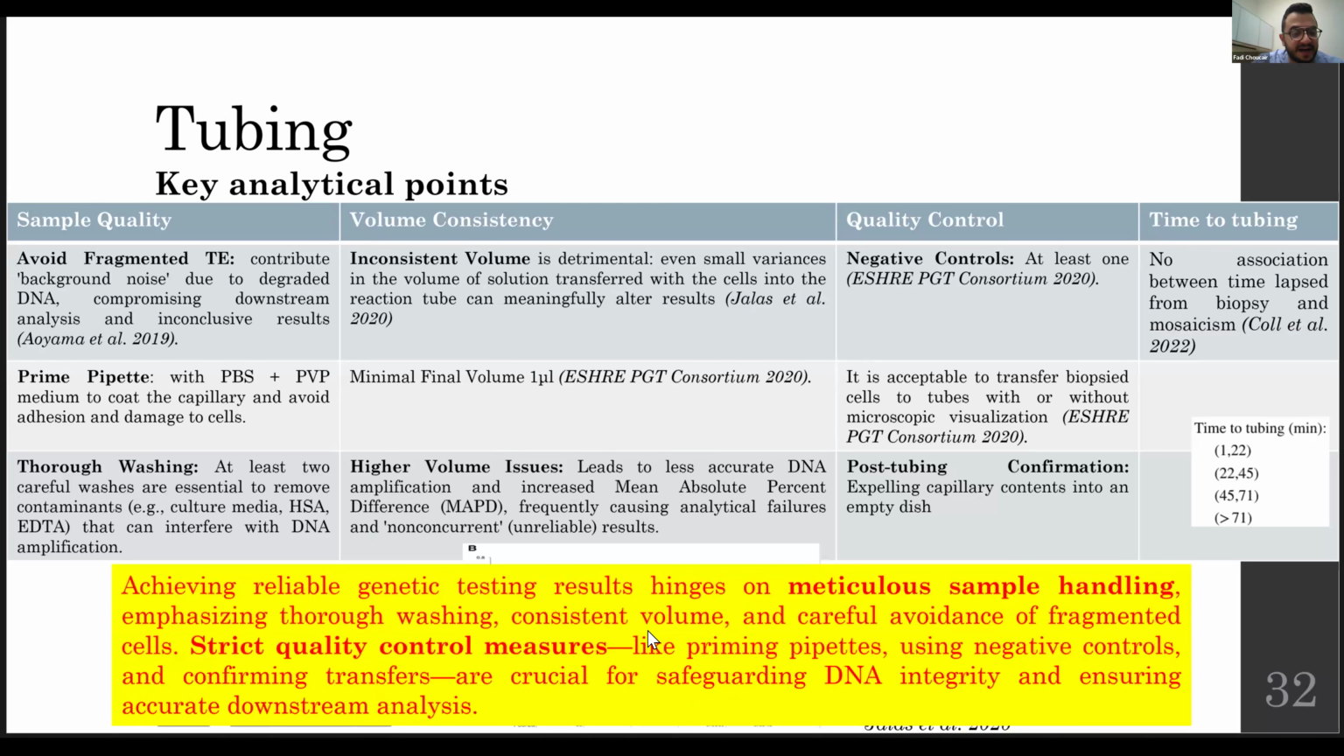So achieving reliable genetic testing results hinges on meticulous sample handling, emphasizing thorough washing, consistent volume, and careful avoidance of fragmented cells. Strict QC measures like priming the pipette, using negative controls, and confirming transfers are crucial for safeguarding DNA integrity and ensuring accurate downstream analysis.